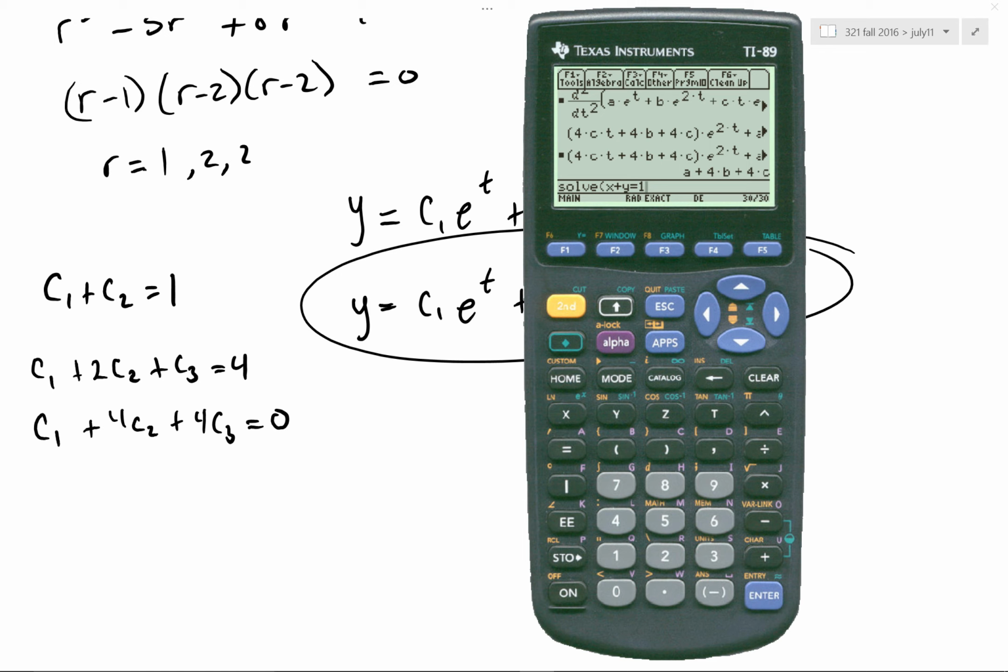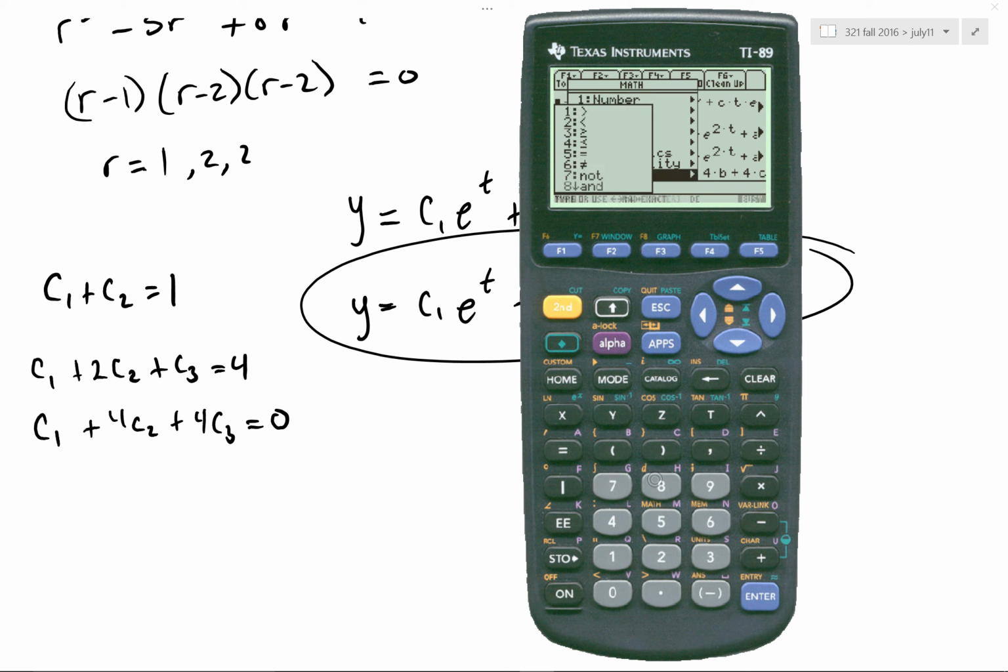And then remember, we need "and," which is hiding in several places. Actually, we technically need underscore and underscore. So if you get second, 5, 8, 8 is where it's hiding. It's also in the catalog, but you can do it any way you like. Second, 5, 8, 8. And then the next equation is x plus 2y plus z equals 4. Second, 5, 8, 8. And then x plus 4y plus 4z equals 0. Comma.